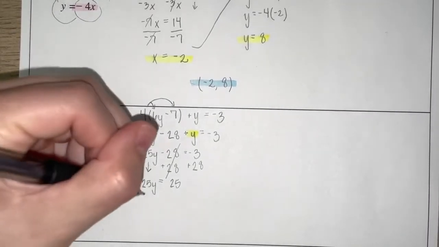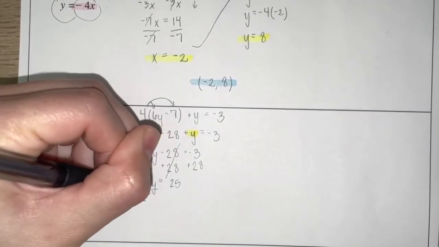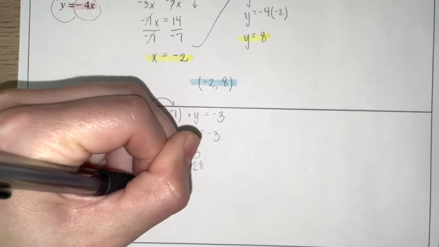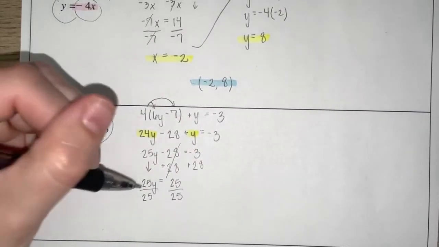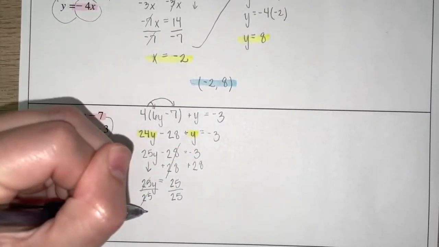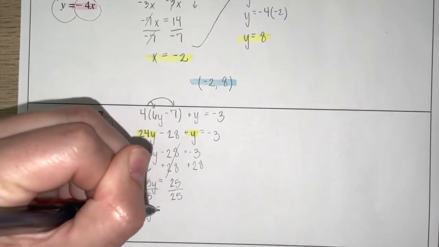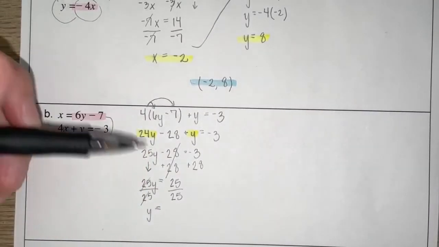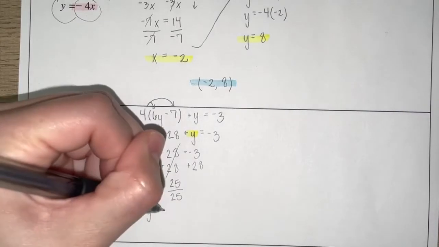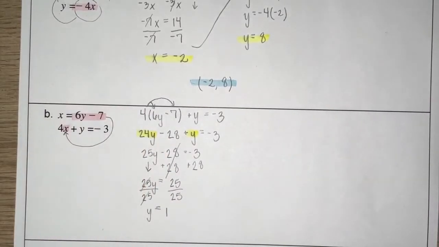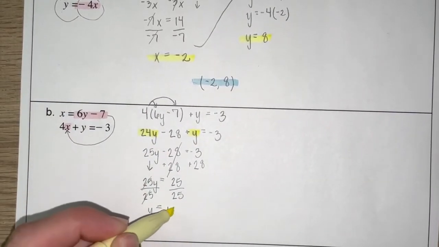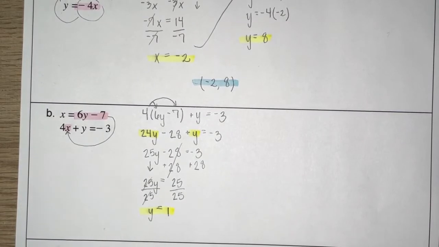To undo multiplying by 25, I'm going to divide both sides by 25. This 25 divided by 25 cancels out, they undo each other, so I'm just left with y. And then 25 divided by 25 is 1. Anything divided by itself is 1. So we figured out that y equals 1, and now we want to solve for x.